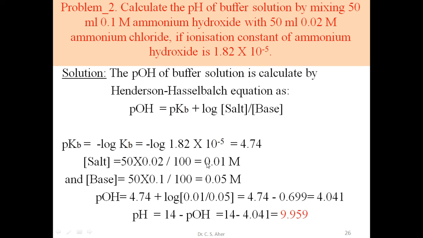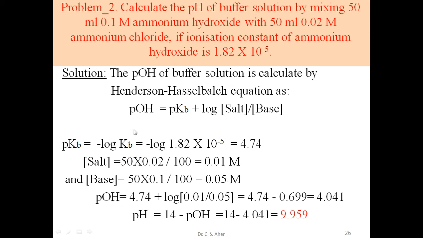This is the molar concentration. Similarly for the base, ammonium hydroxide: this 50 ml base, that is 50 into 0.1, divided by 100. It comes out to be 0.05 molar concentration. So now we have the pKb value, the salt concentration, and the base concentration. Put these three values in the equation.